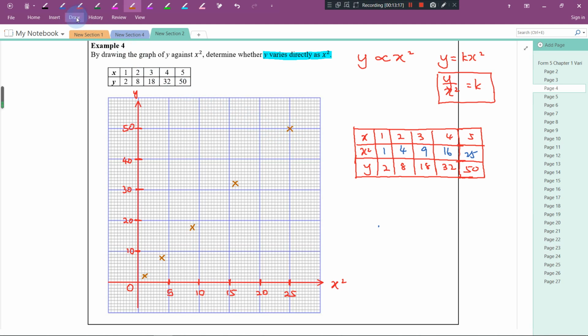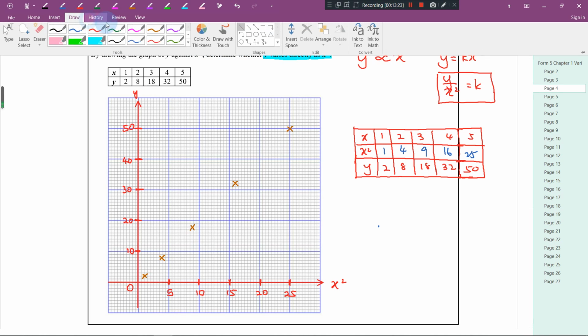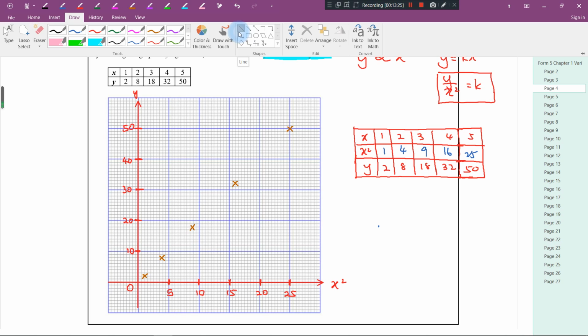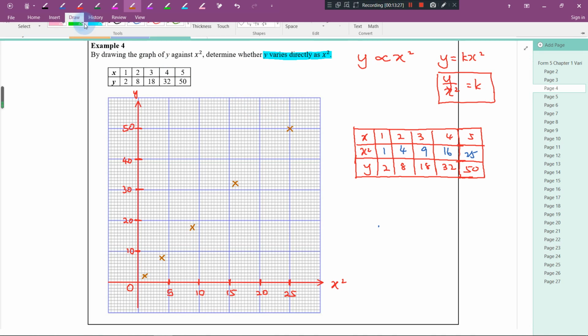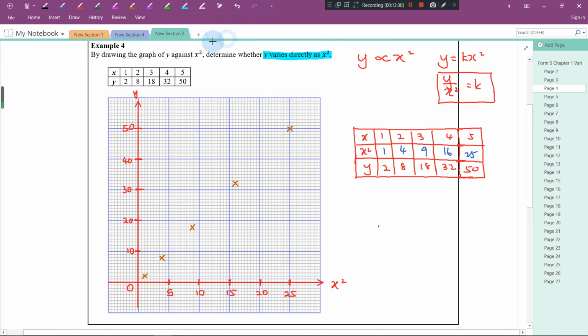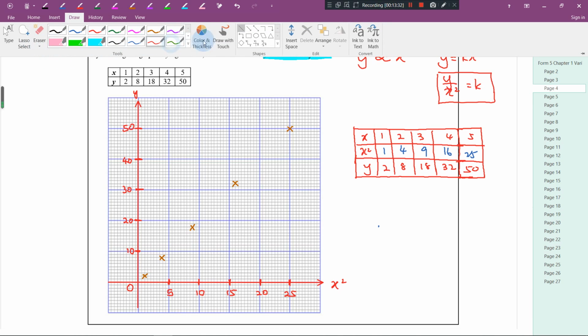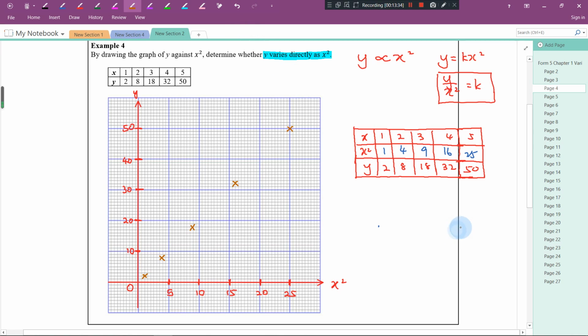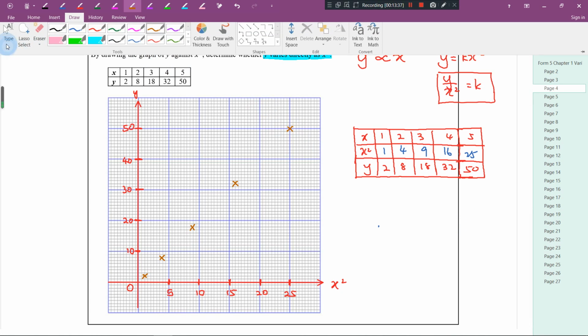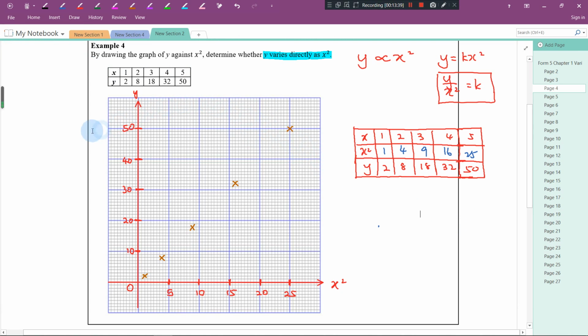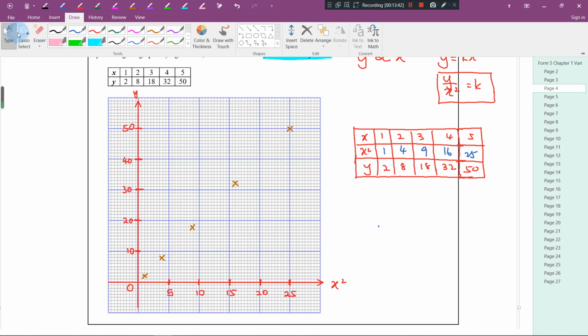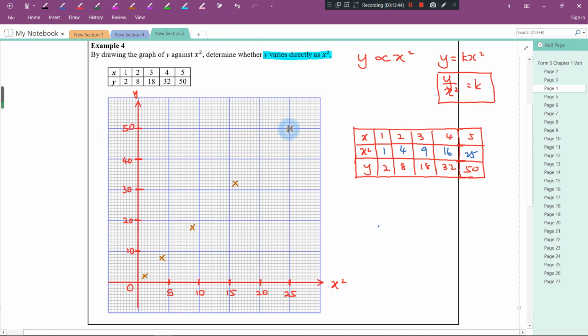Okay, the next thing is to draw the graph. Connect all the points together. If I get a straight line which passes through the origin, then we can say that yes, y varies directly as x squared. If not, then y does not vary directly as x squared. Okay, what happened? Cannot draw them. Let me try. I think something is wrong here. Okay, now let me connect all the points over here. Yes, I get a straight line passing through the origin.